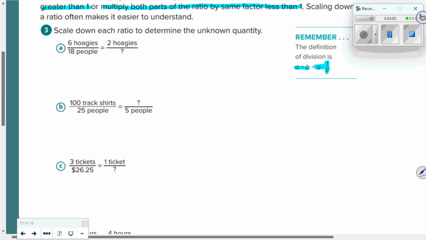Okay, we are going from 6 hoagies for 18 people to 2 hoagies. What am I doing? 3. So 18 divided by 3? 6 people. Make sure you label it. Got it? 100 track shirts for 25 people. What about if I have 5 people? What am I doing? Dividing by 5. So 100 divided by 5? 20 track shirts.